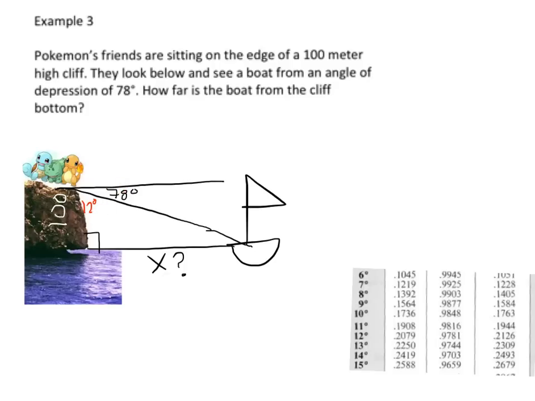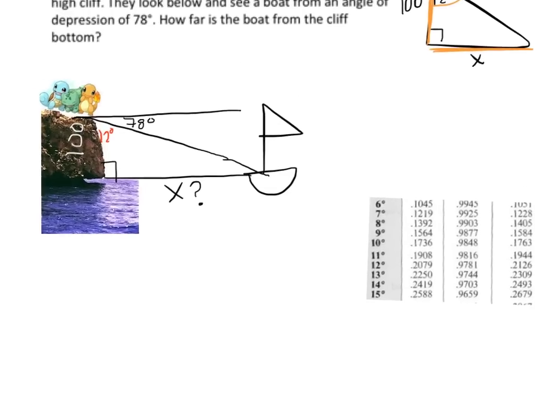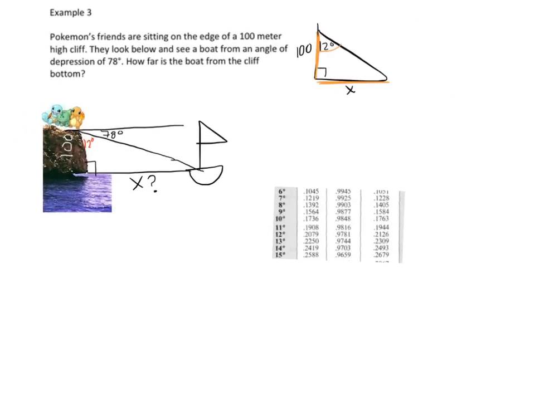Now I can look at the real triangle. The real triangle I'm looking at has a 12-degree angle, a right angle. This is 100 feet, or 100 meters, and they're asking me how far away the boat is from the cliff. So now I can ask myself, what trig function am I going to use? This is the opposite side, and this is the adjacent side. That means we're looking at, dun-da-da, I hope you said tangent.